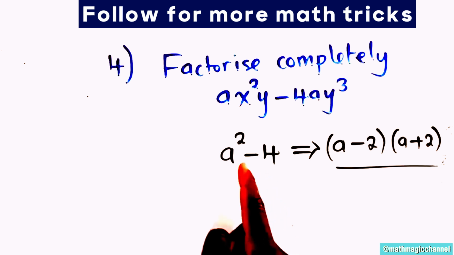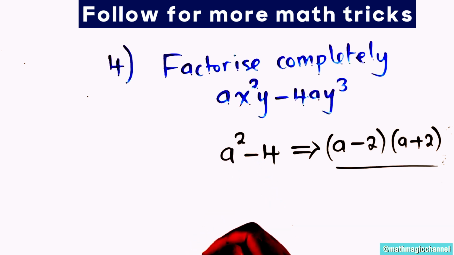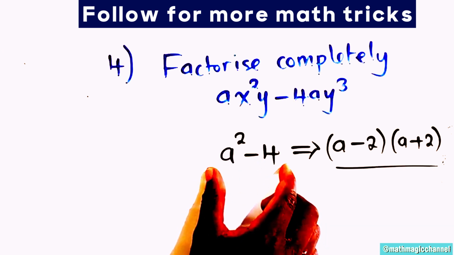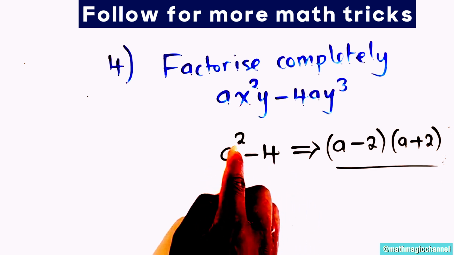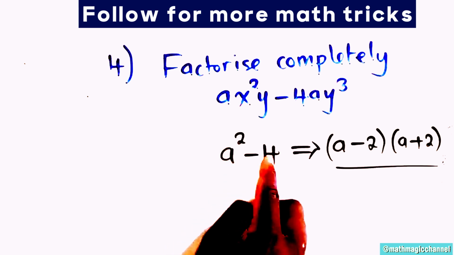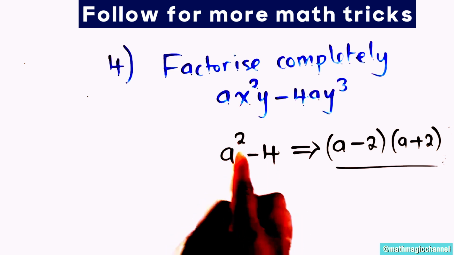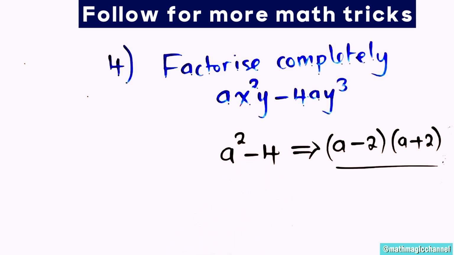Now let me explain a bit on what has happened here. Upon seeing this, and they have said factorize, we check, do you have a power 2? Do you have two terms? Yes. Do you have a power 2? Yes. Do you have a minus sign? Yes. If we have a minus sign, then this calls for difference of two squares.